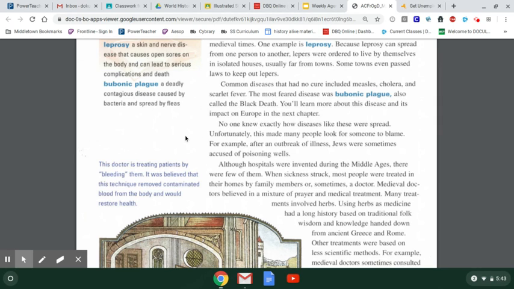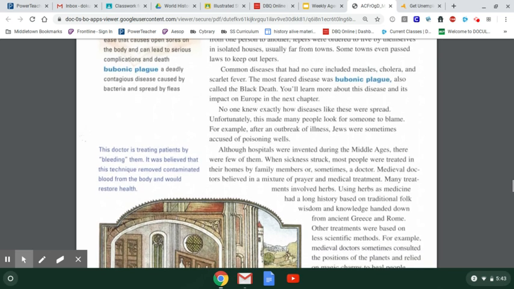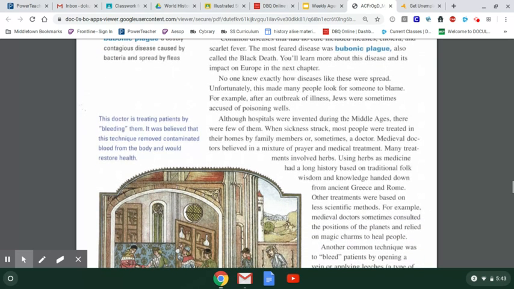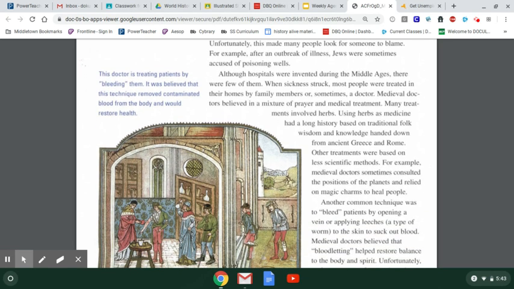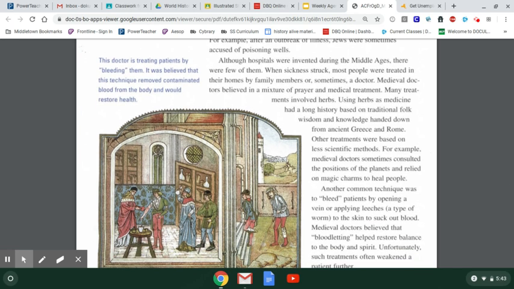Unfortunately, no one knew exactly how diseases like these were spread. Unfortunately, this made many people look for someone to blame. For example, after an outbreak of illness, Jews were sometimes accused of poisoning wells. Although hospitals were invented during the Middle Ages, there were few of them. When sickness struck, most people were treated in their homes by family members or sometimes a doctor.